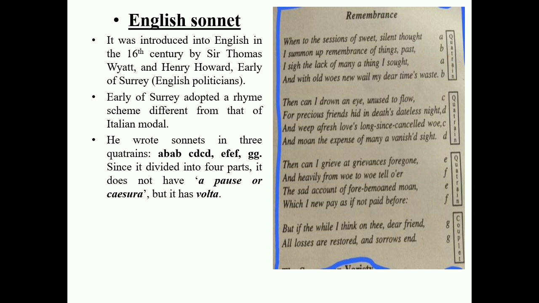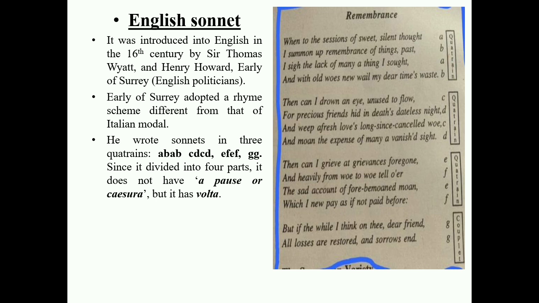He wrote sonnets in 3 quatrains. If you look at the Italian sonnet, there we have only 2 quatrains, but here we have 3 quatrains. Quatrain means having 4 lines, which is considered as 1 stanza. But here he used 3 quatrains in the form of AB, AB, CD, CD, EF, EF, and concluded with a couplet, GG.